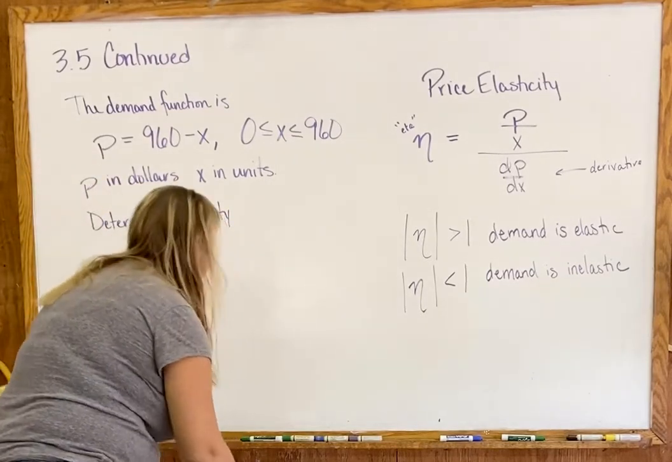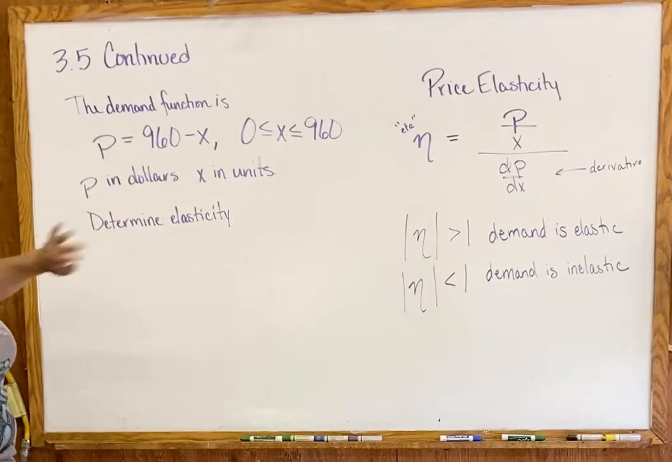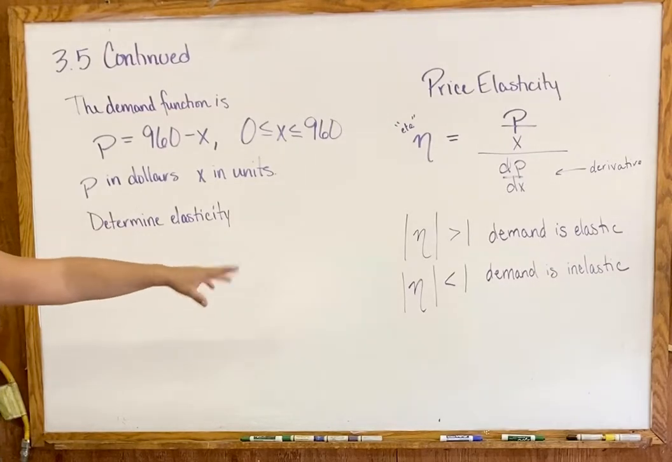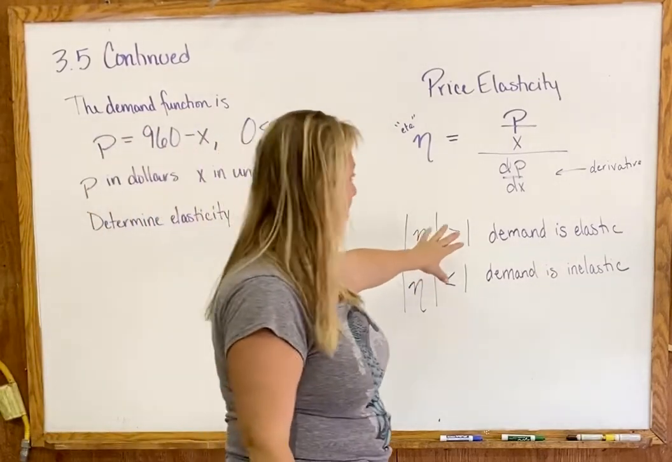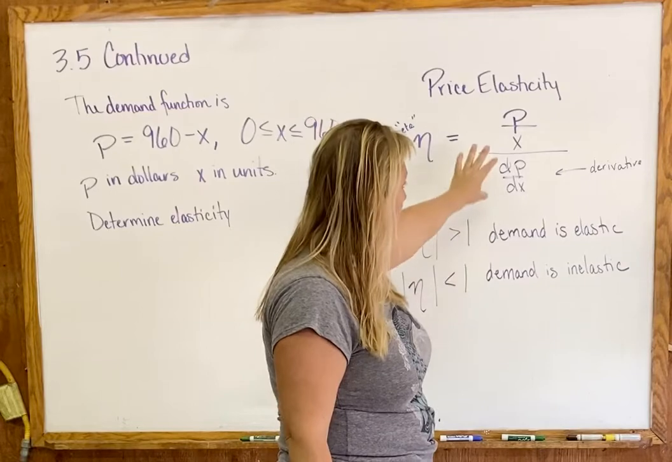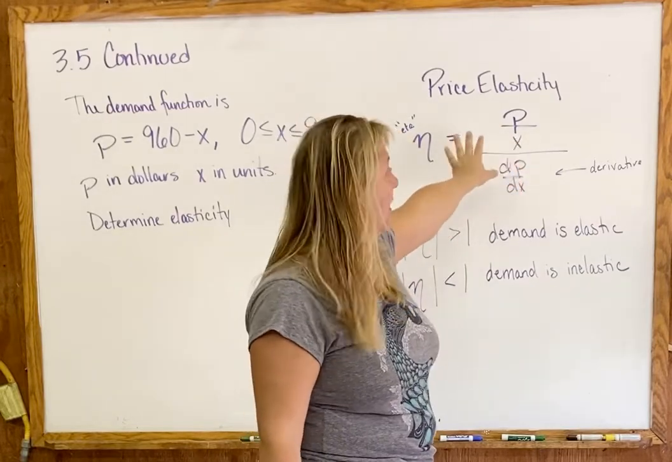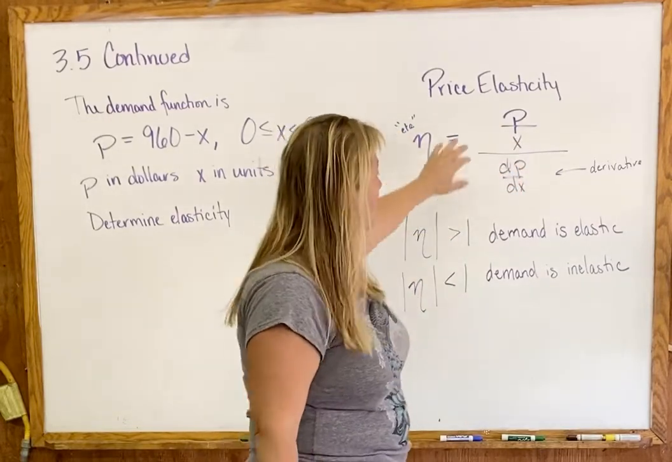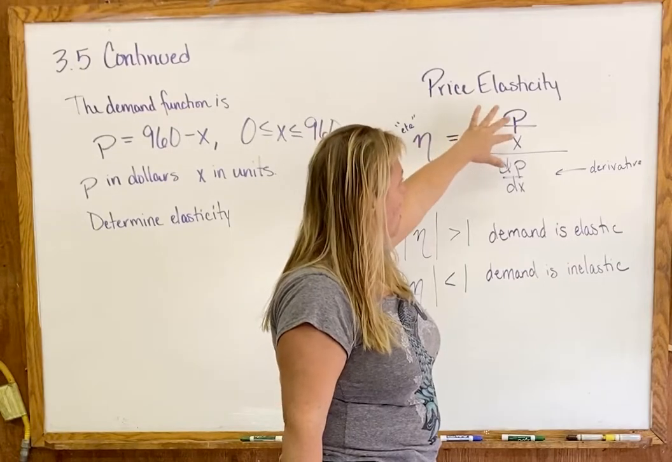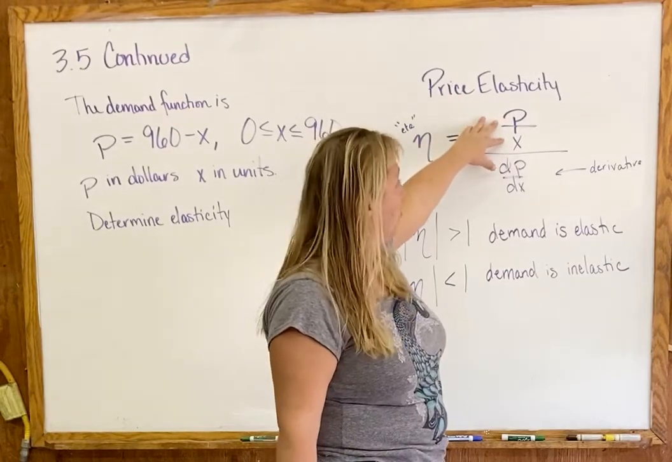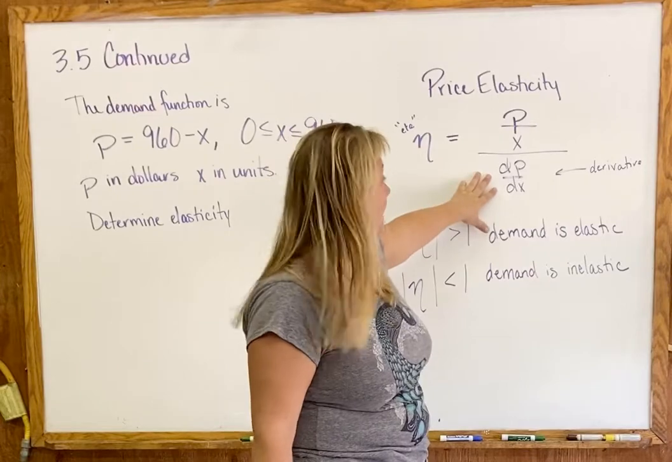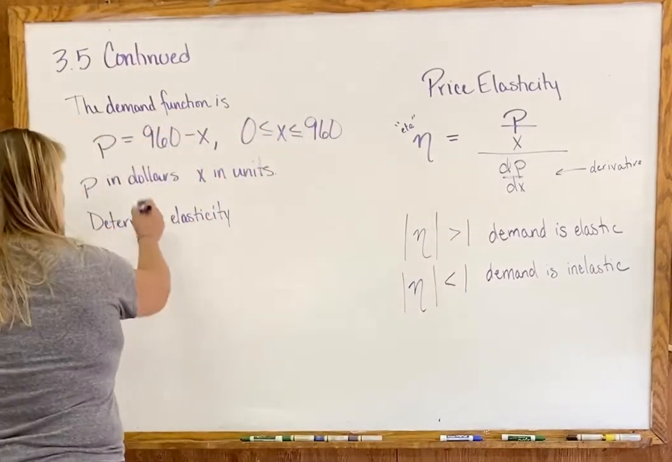Okay. Before we can get into setting it equal to 1, or less than or equal, or greater than or equal to 1, we have to figure out what eta is to start us off. So we need two pieces of information. We need P over x, and we need dP/dx.